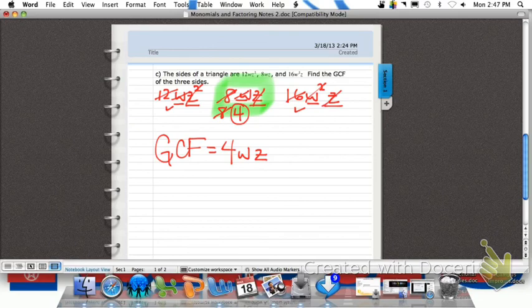So our greatest common factor, they all have a 4 in them. 4 times 3 is 12, 4 times 2 is 8, 4 times 4 is 16. They all have a w in them. There's one w, and there's 2. And they all have a z in them. There's 2 z's, 1 z, and 1 z. I can't put 2. This doesn't work because there's not 2 z's here or here. That's why we only put 1 there. So keep that in mind. Okay, that's important that you know that. So here's our answer. 4WZ.